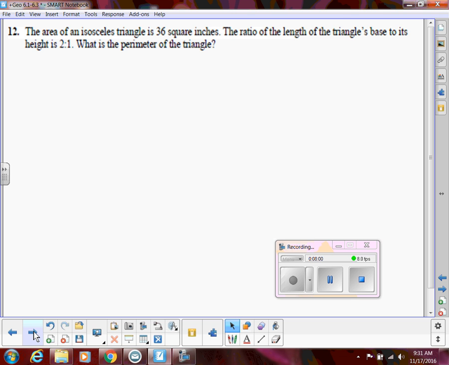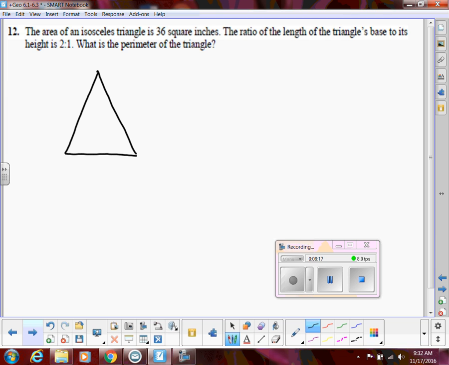Let's use them now to help us solve some geometry problems. So we have the area of an isosceles triangle is 36 square inches. Okay, so anytime you have a word problem without a diagram, draw a diagram. So I'm going to draw an isosceles triangle. And we know that the area of this is 36 square inches. So I'm going to make that isosceles by doing that.